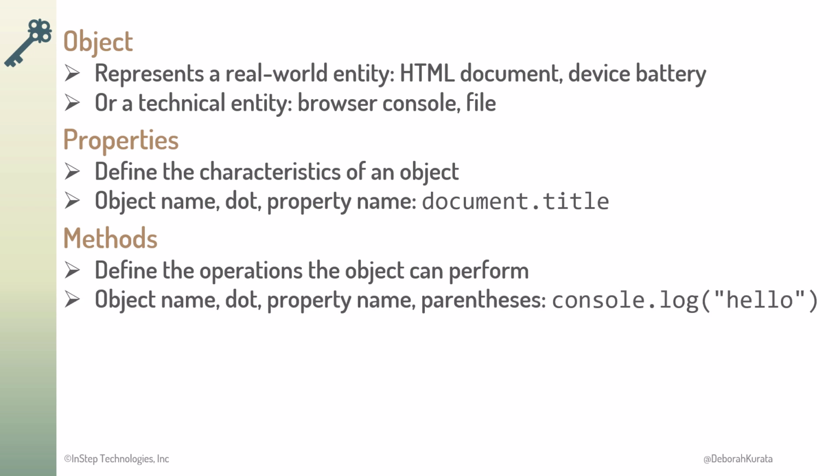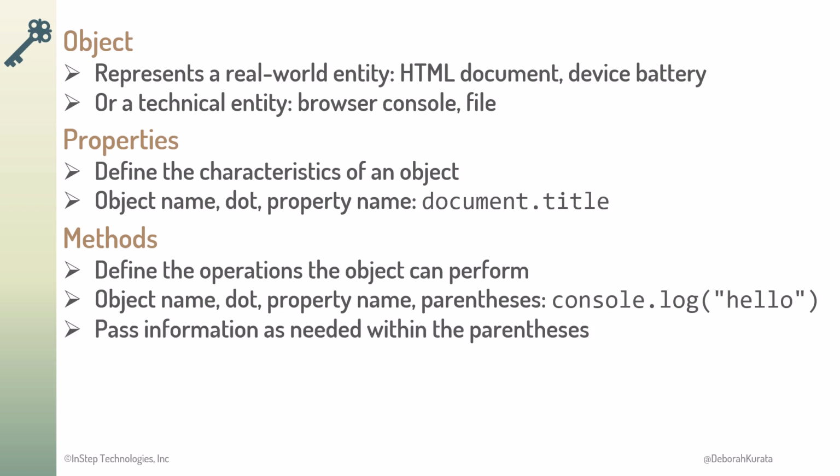Call a method using the object name, a dot or period, the method name, and parentheses. console.log("hello"), for example. Pass any information the method needs for its operation between the parentheses. And note that you may hear the words method and function used interchangeably.